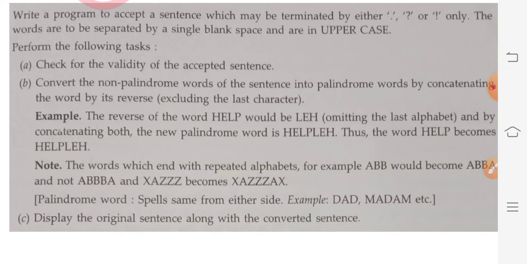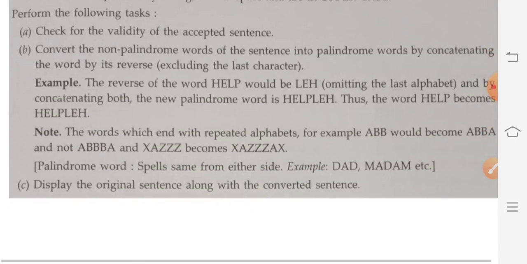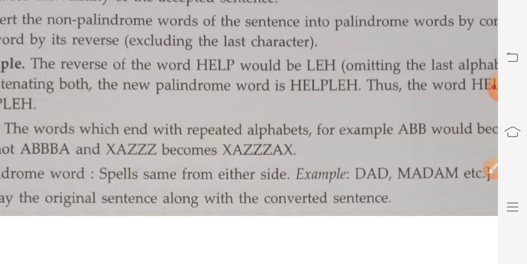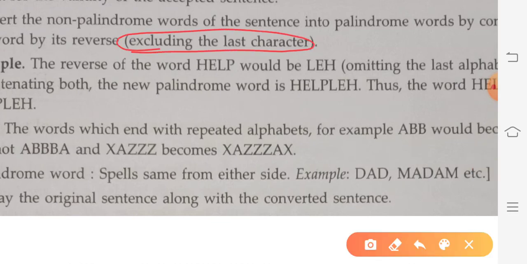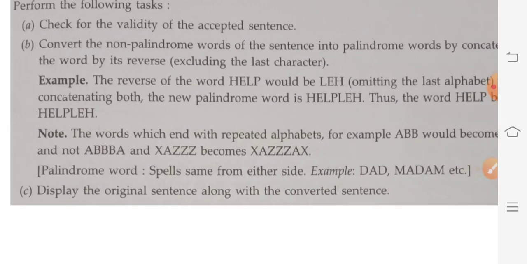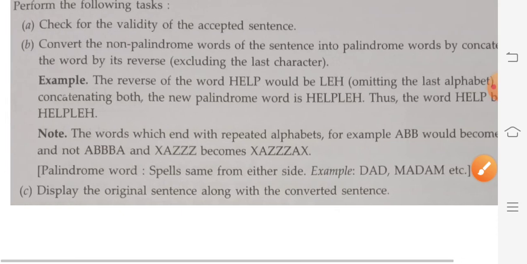Second, convert the non-palindrome words of the sentence into palindrome words by concatenating the word with its reverse, excluding the last character. For example, the reverse of the word HELP would be what? PLEH, because it says excluding the last character. Okay, so if HELP is there, its reverse will be PLEH, excluding this last character. Then by concatenating both, the new palindrome word will be what? This, where these starting four letters are HELP, and this is the reverse of it. Okay, so thus the word HELP becomes this.